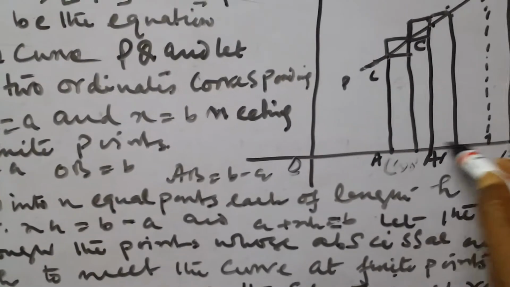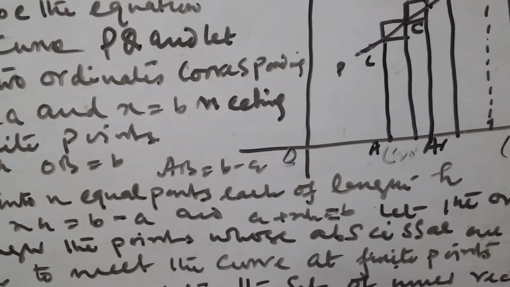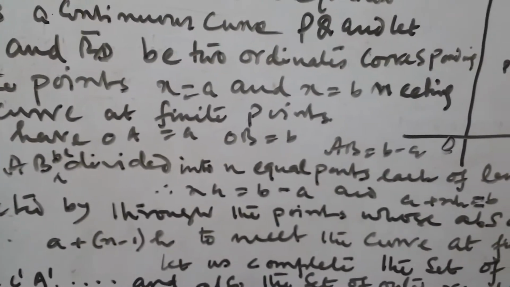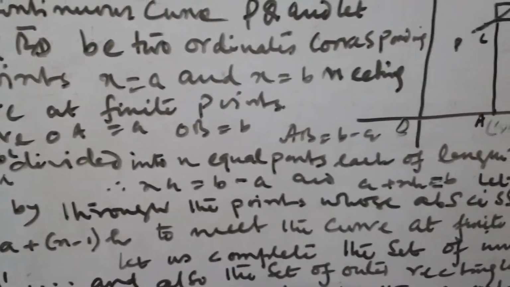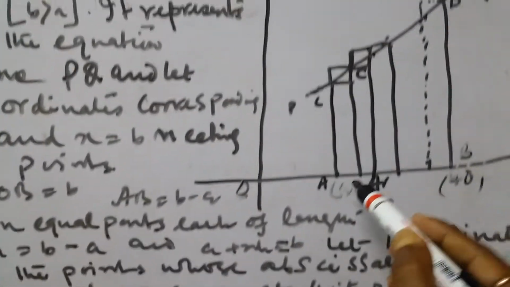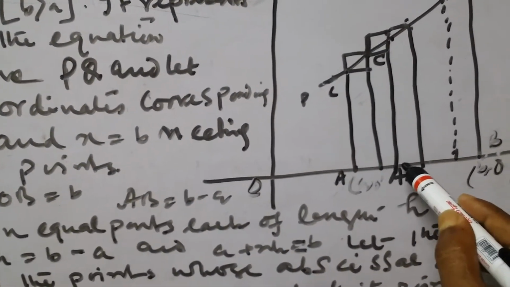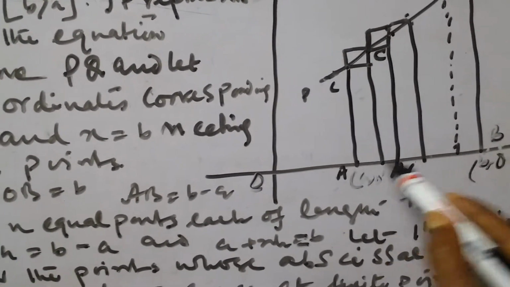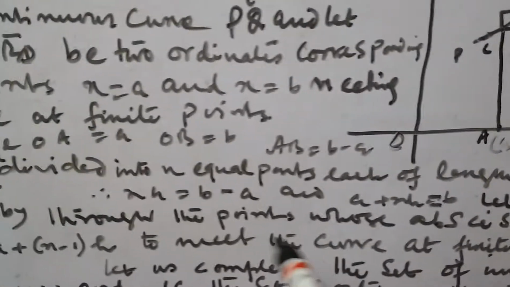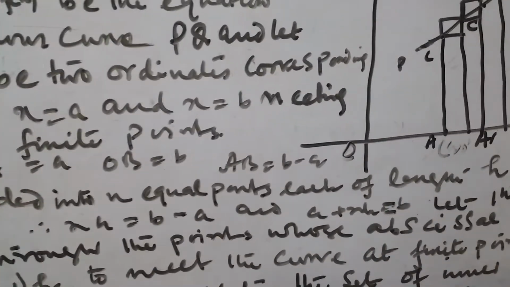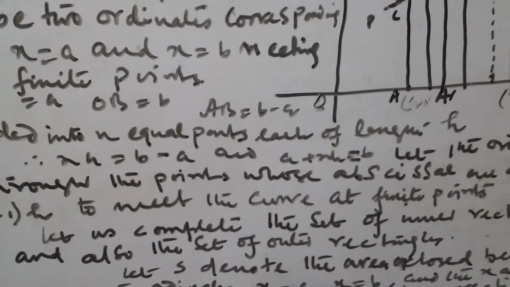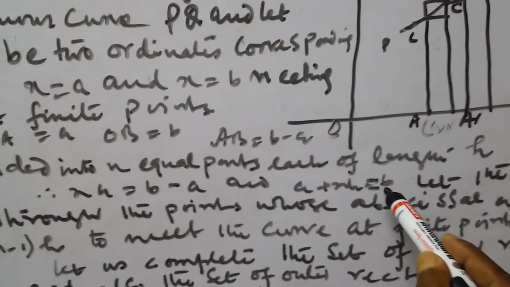and AB equal to b minus a. Let AB be divided into n equal parts of length h, so nh equal to b minus a. So a plus nh equal to b.